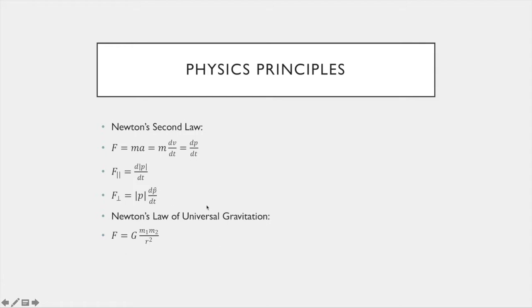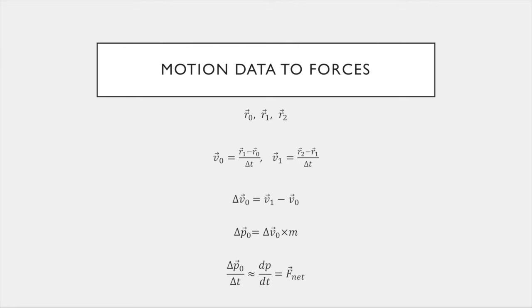Newton's law of universal gravitation tells us that the magnitude of the gravitational force acting on an object is equal to the gravitational constant G times the mass of the first object times the mass of the second divided by the distance squared. But how do we solve for net force given only position data?